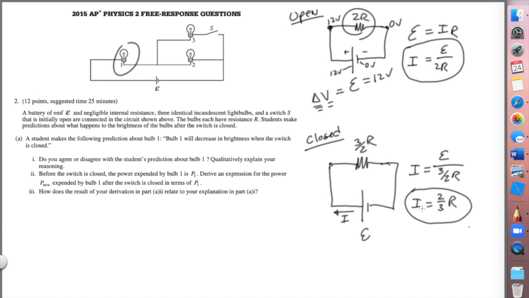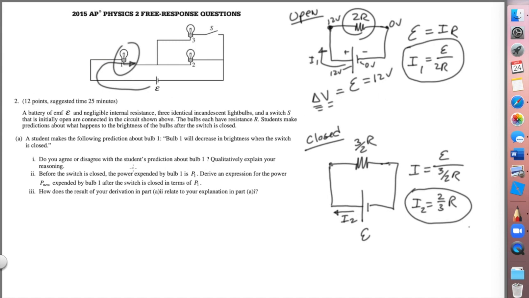So let's call this I2, and we'll call this I1. The current out of the battery is the current through bulb number 1. As we said in the first part, there's going to be an increase in current. This is 1/2 E over R. This is 2/3 E over R. So when the switch closes, there is an increase in current through bulb number 1.